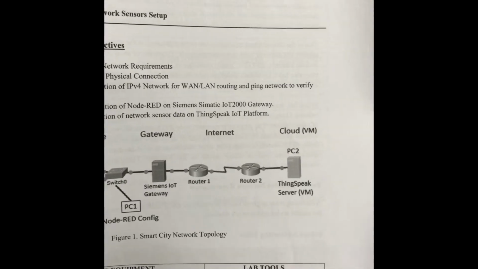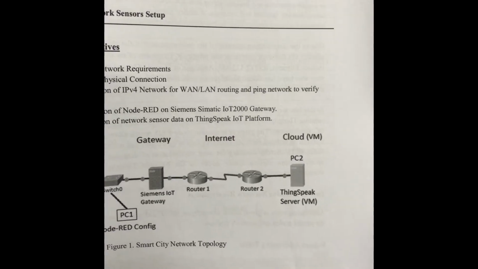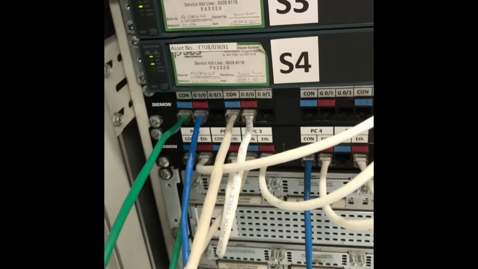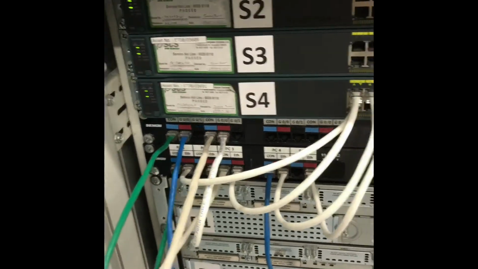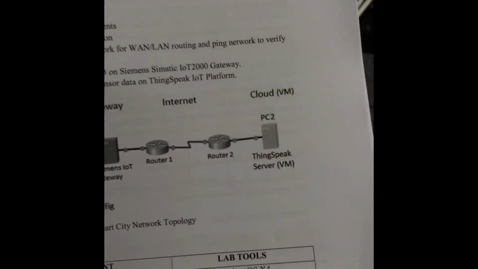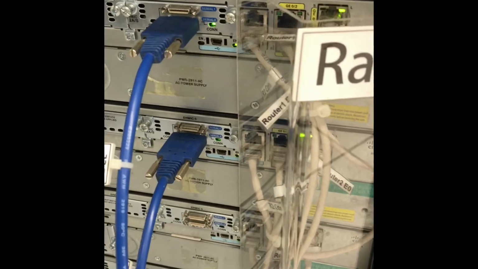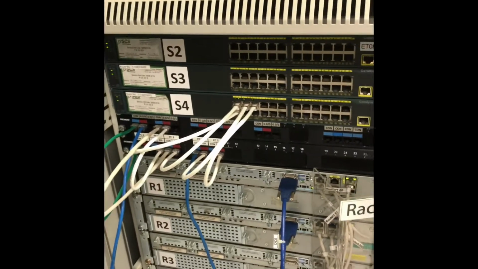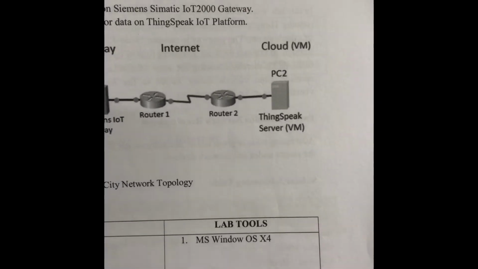Followed by the Siemens IoT, the other Ethernet port, ETH1, is connected to router 1. So this is router 1 here. Next, router 1 to router 2 is connected via serial S0/0/0 to S0/0/0. Next, the ThingSpeak server PC is connected to router 2.